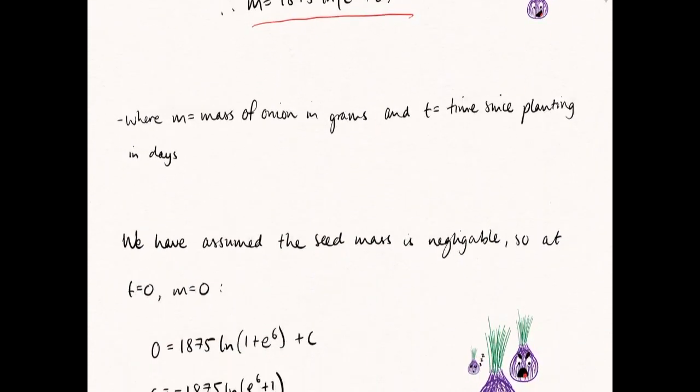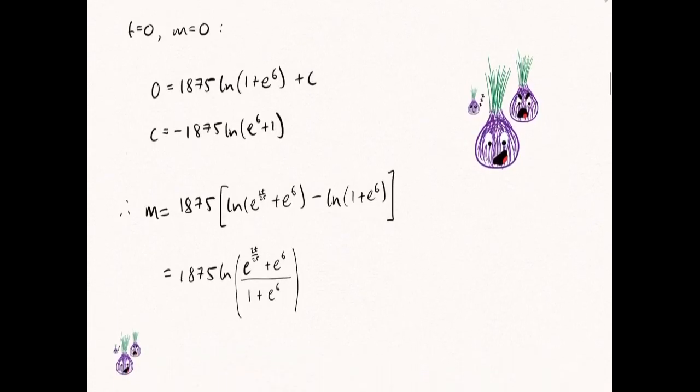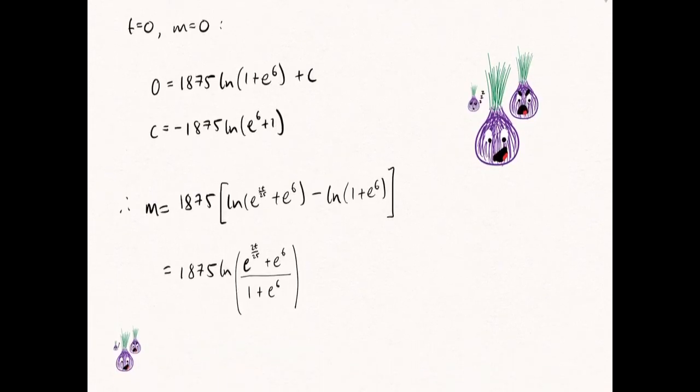So M represents the mass of onion in grams, and T represents the time since it being planted in days. So we've assumed our seed mass is negligible. So when the time is equal to 0, the mass is going to be equal to 0. We can substitute this in to find our C as minus 1875 natural logarithm of e to the 6 plus 1.